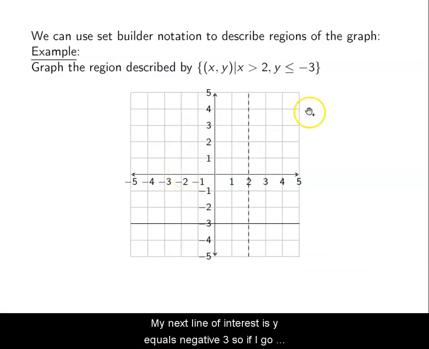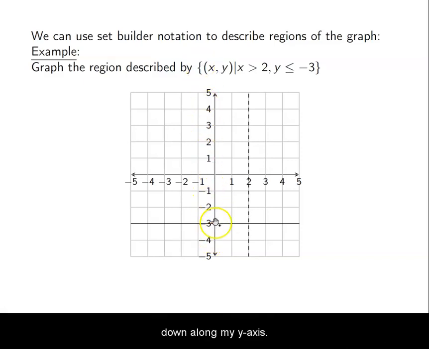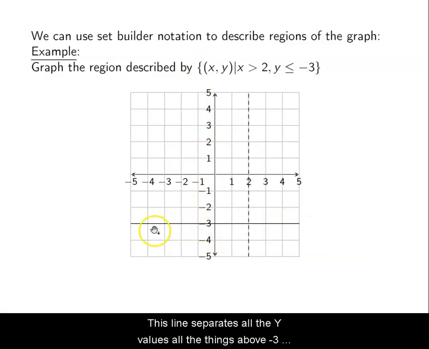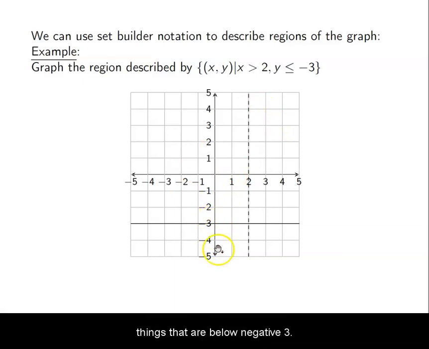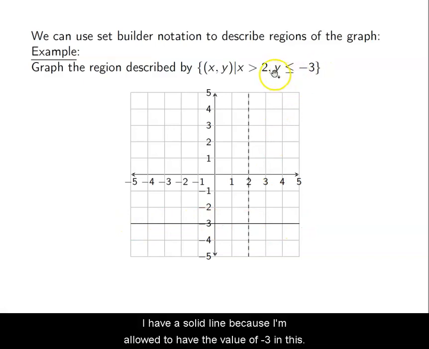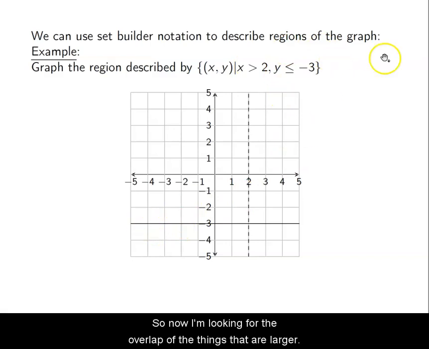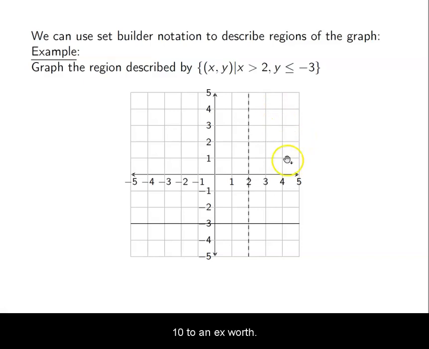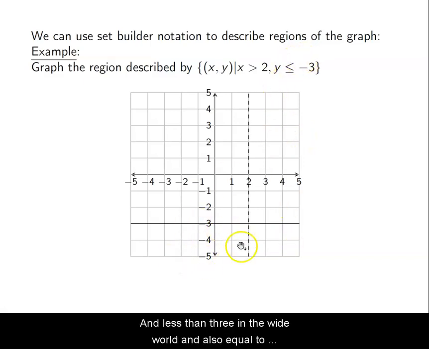Okay. My next line of interest is y equals -3. So if I go down along my y-axis, this line separates all the y values, all the things above -3, so all the y's that are larger than -3, and all the things that are below -3. I have a solid line because I'm allowed to have the value of -3 in this set. Okay, so now I'm looking for the overlap of the things that are larger than 2 in the x world and less than -3 in the y world and also equal to -3. And I can shade that in.